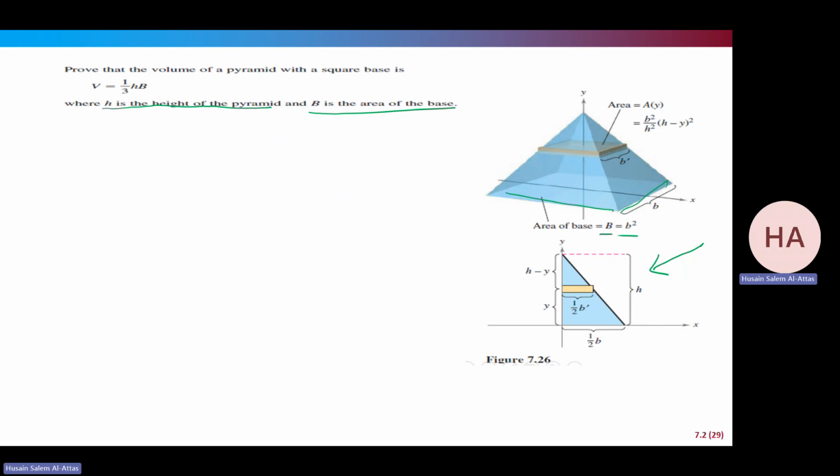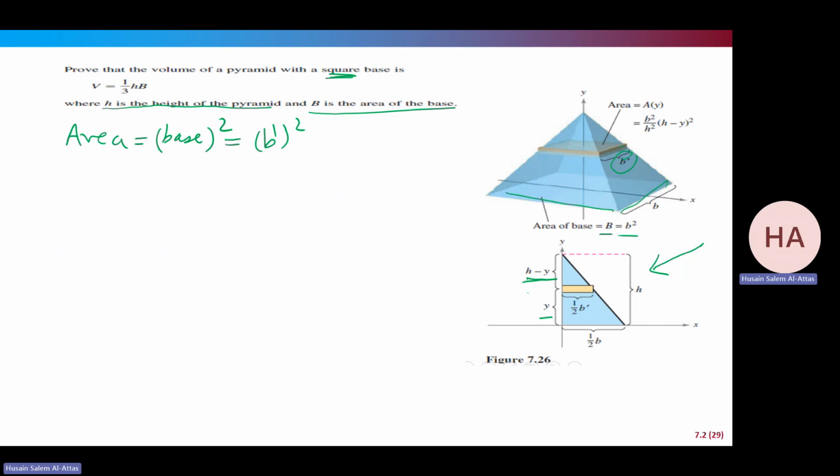I took the square at the place where I have y. So this is y, and this is h minus y. And this is b prime. I need to find b prime. The area will be the base squared, because they have a square. I know the area of the square is just the side squared. That will be b prime squared. Now we need to find b prime.